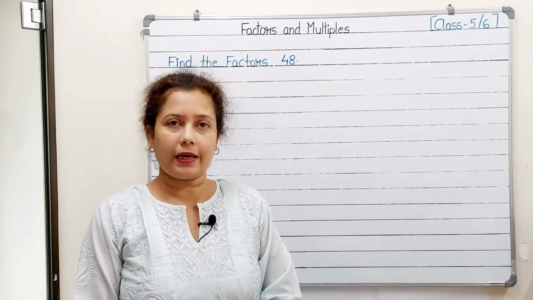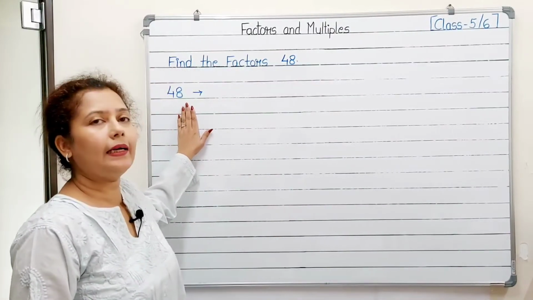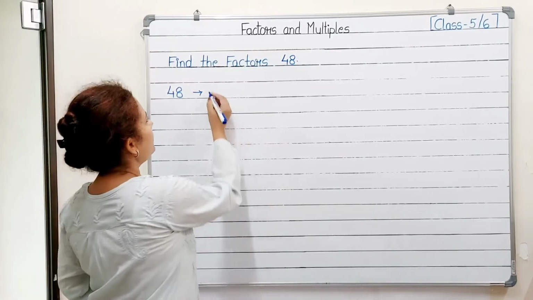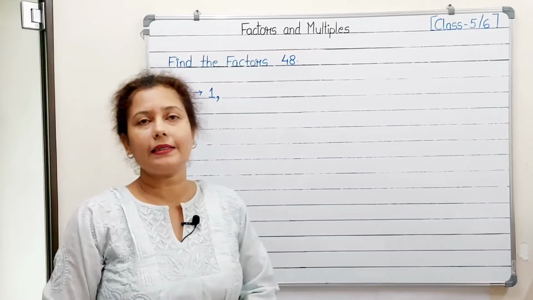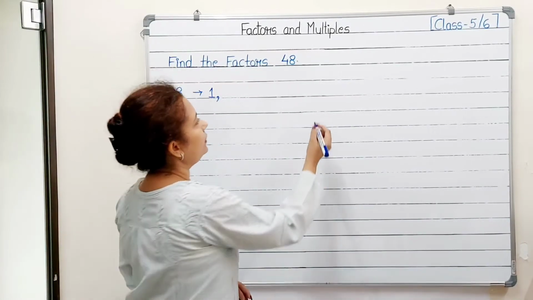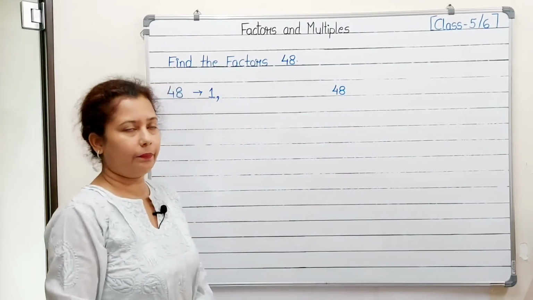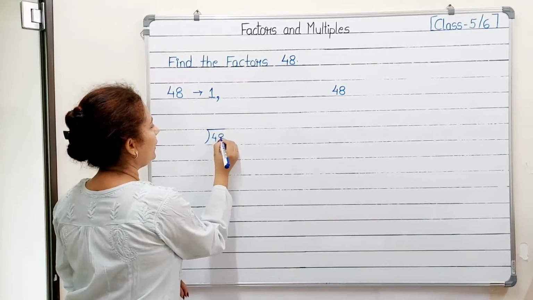Now we will find the factors of 48. We know that 1 is a factor of every number, so first we will write 1. We know that a number is a factor of itself, so 48 is also a factor of 48. Now we will move to the next, that is 2.